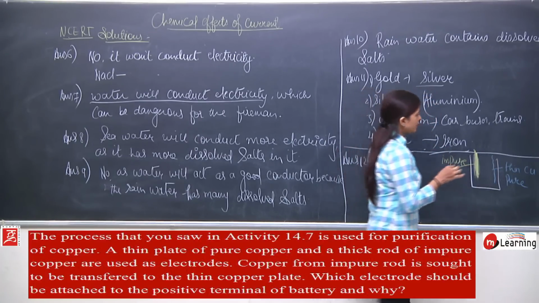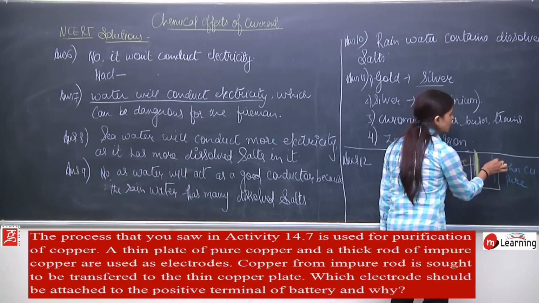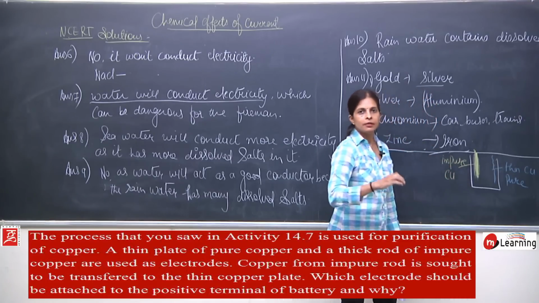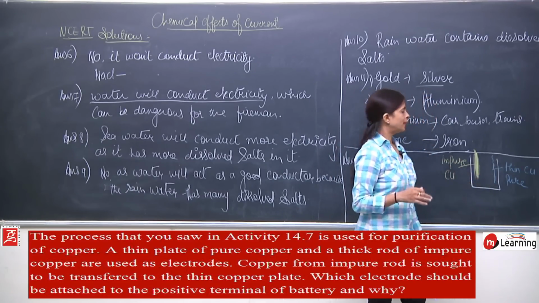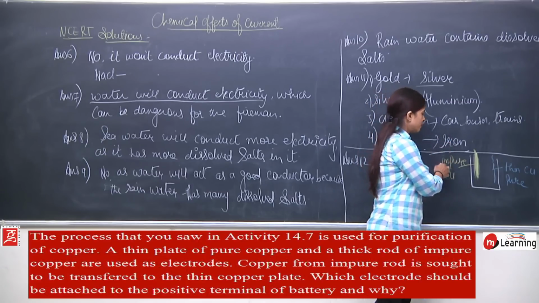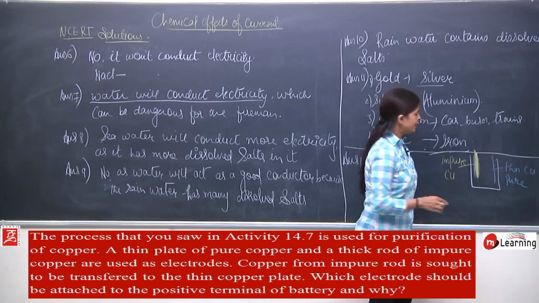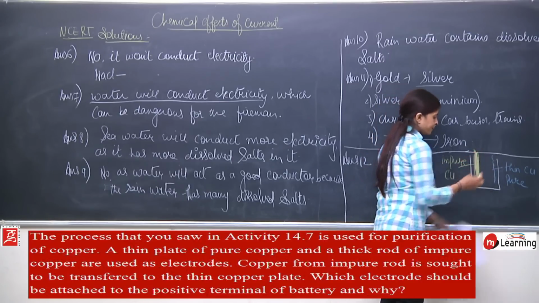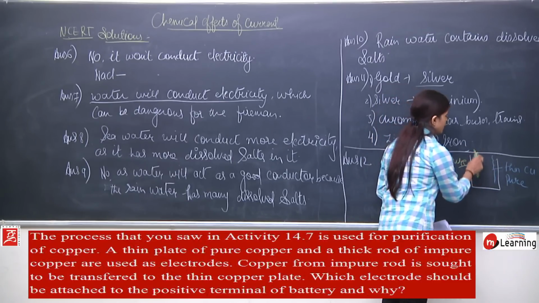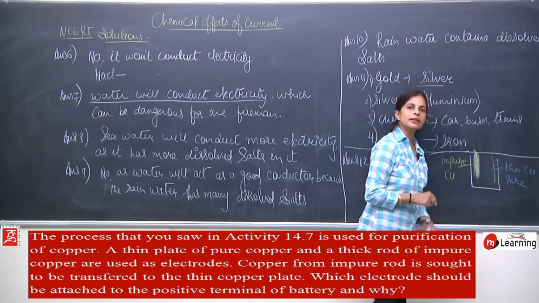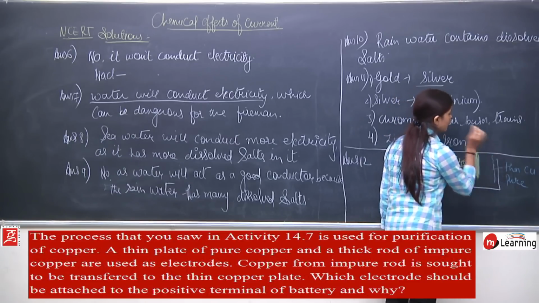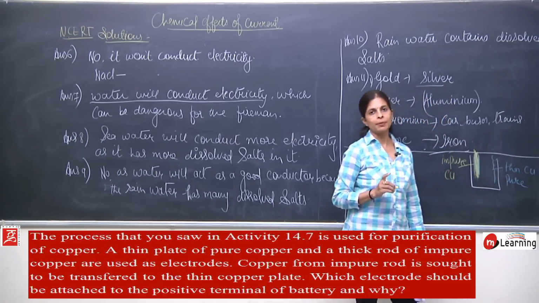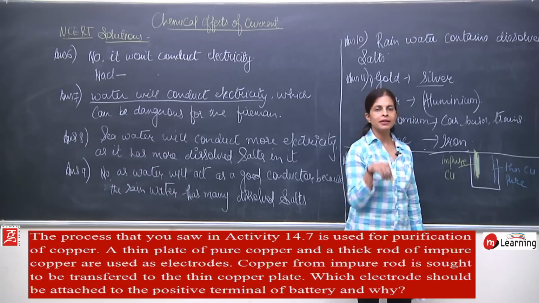So children, we want that on the thin copper plate, which is pure, the copper from this impure rod should come and get deposited. Are you getting it? This one is impure copper, which means copper is there and some other things are also mixed in it. From here only copper should come out and get deposited on the thin pure copper plate.